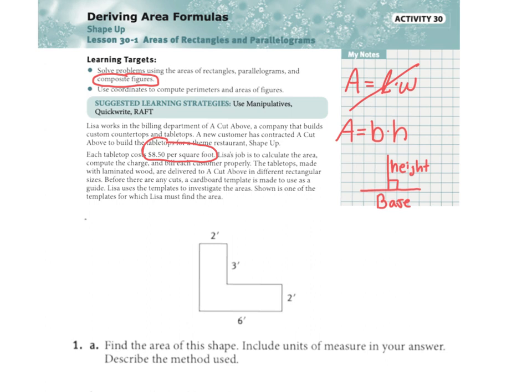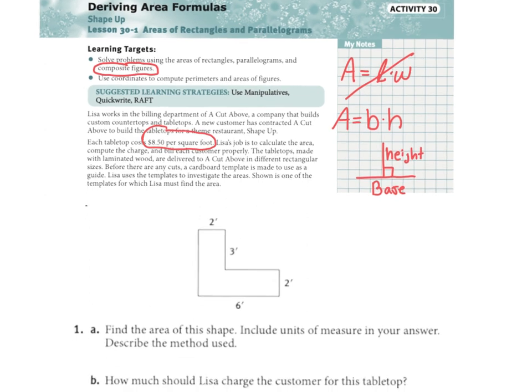The tabletops made with laminate wood are delivered to A Cut Above in different rectangular sizes. Before there are any cuts, a cardboard template is made to use as a guide. Lisa uses the templates to investigate the areas. Shown is one of the templates for which Lisa must find the area.